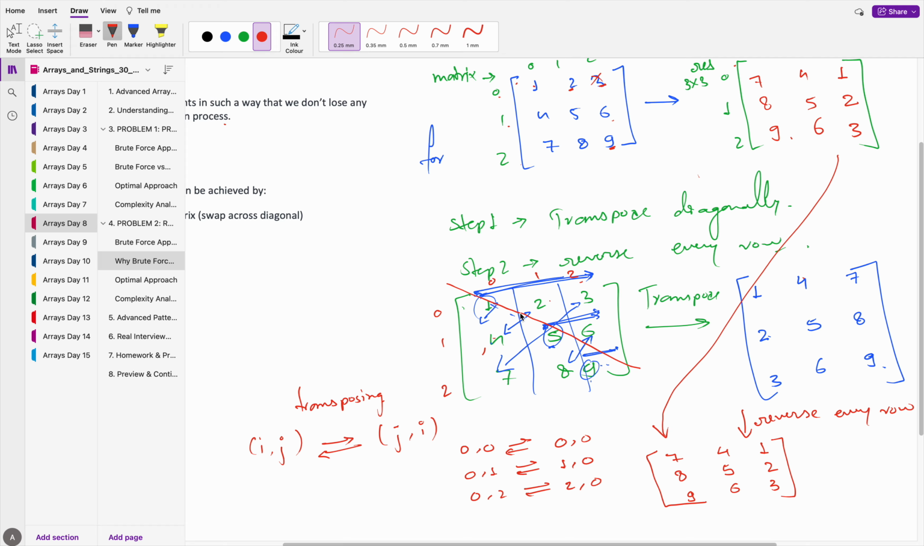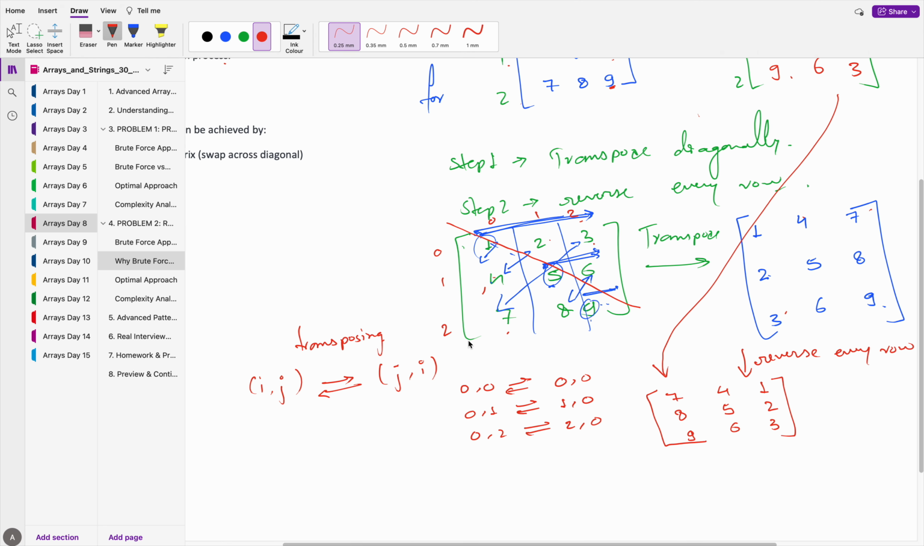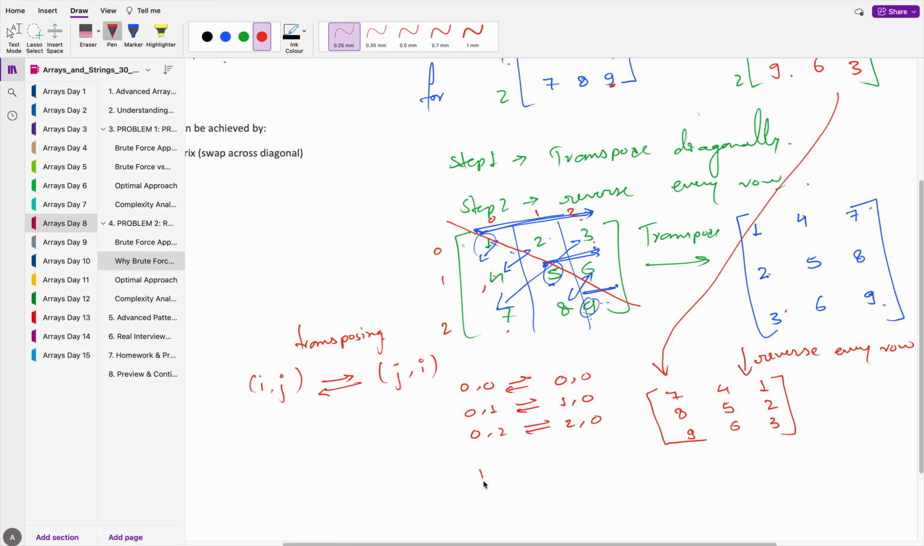Okay, that's what has happened. 0 2 was 3, 2 0 was 7. They have been swapped, correct? Similarly, if I start from the next row again, leaving one item because I need to go to the diagonal, the next row will be starting from 1 comma 1, which would be swapped by 1 comma 1. Then this is 1 comma 2. 1 comma 2 would be swapped by 2 comma 1. So you can see 1 comma 2 is nothing but 6, 2 comma 1 is nothing but 8. So 6 and 8 have been swapped, right?